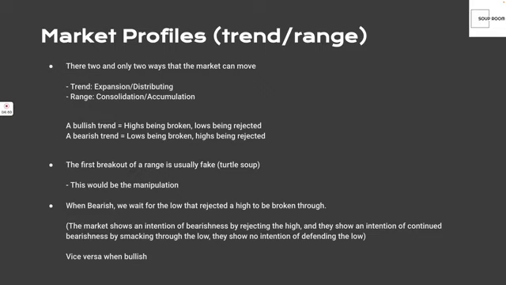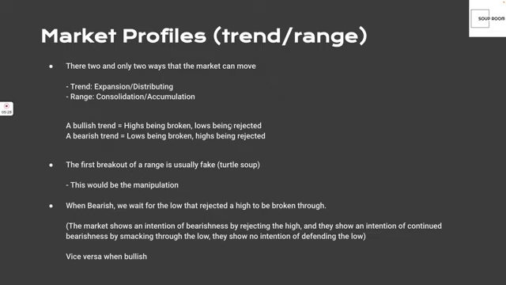A bullish trend means highs are being broken and lows are being rejected. It's the opposite for a bearish trend, lows being broken, highs being rejected. What does that statement mean? These two statements, bullish trend and bearish trend equals highs being broken, lows being rejected, lows being broken, highs being rejected. This is the answer to understanding what program the market is in, buy or sell. Meaning, are we going up or down?